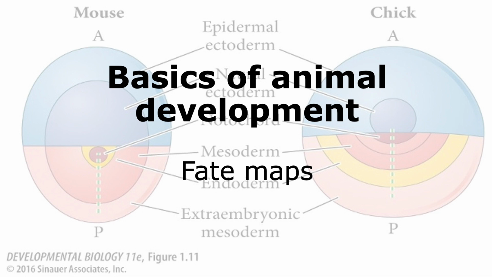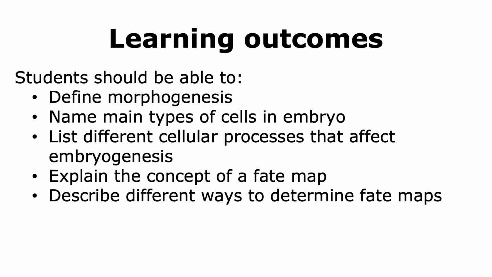Welcome to the Basics of Animal Development module, and in this talk we're going to learn about fate maps. We're going to first define the term morphogenesis, which is an important feature of development. We will then look at the main types of cells in a developing embryo and list different cellular processes that affect embryogenesis. We will then explain the concept of a fate map and look at different ways that are used to determine the fate maps of developing organisms.